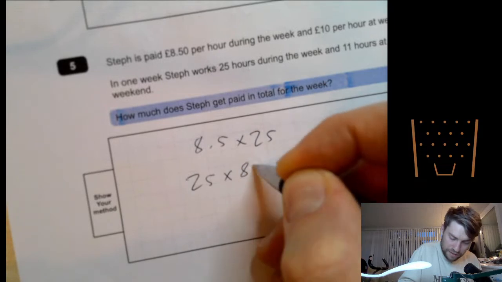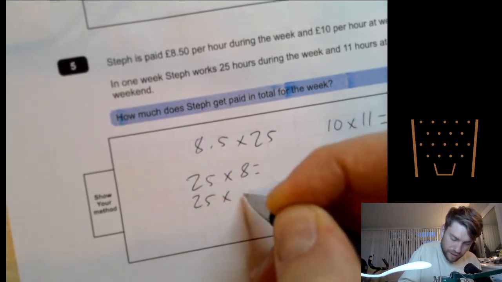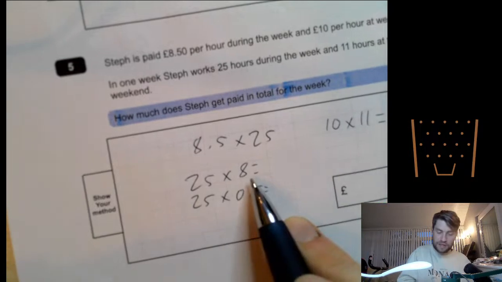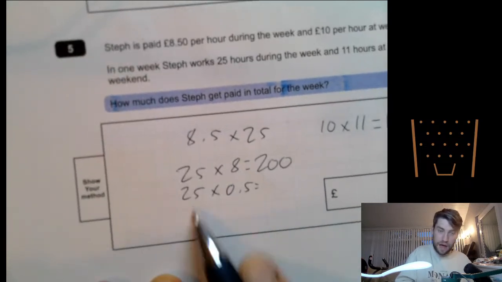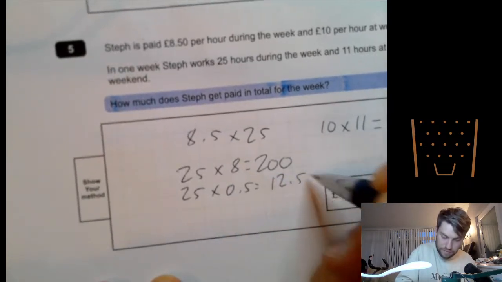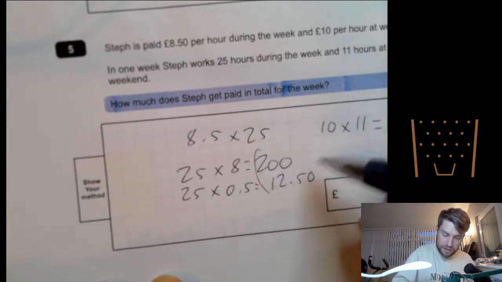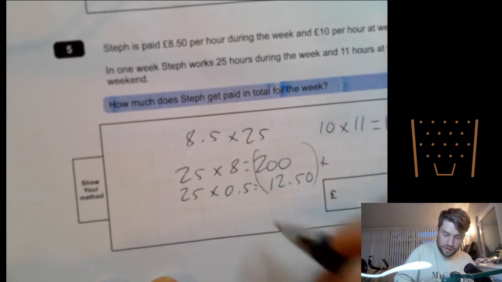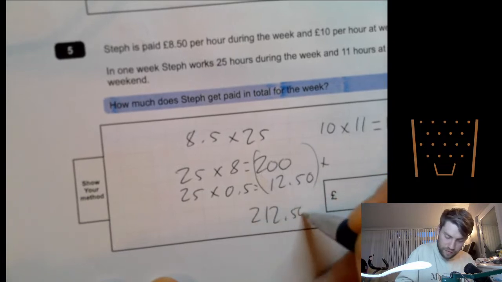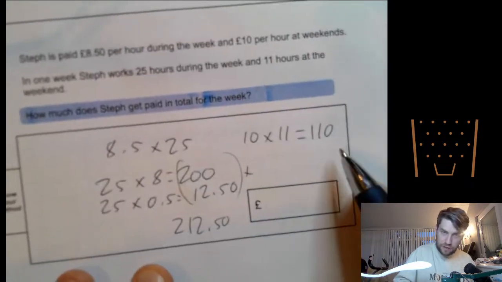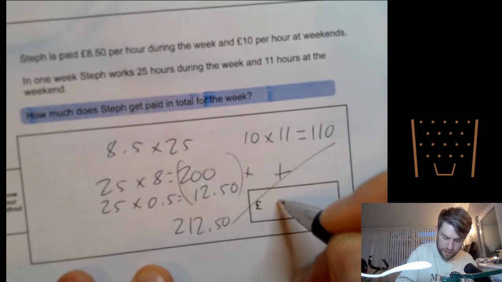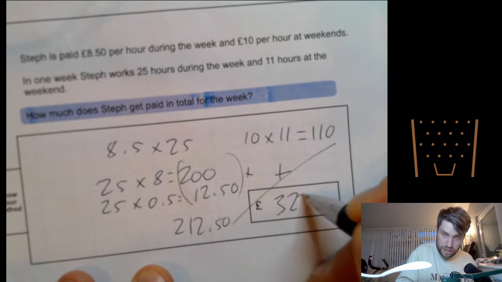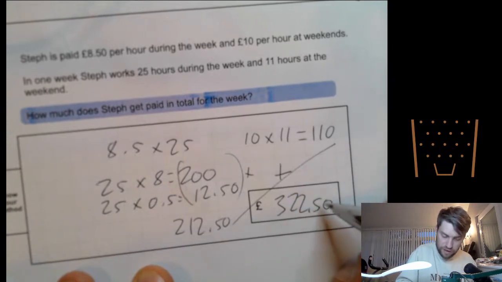25 multiplied by 8 and 25 multiplied by 0.5. So that times by 8 is 200. And then half of that is £12.50. And then you're going to add those together. So that'll be £212.50. Then you're going to add this on to this. So you're going to add those two, which will be £322.50.